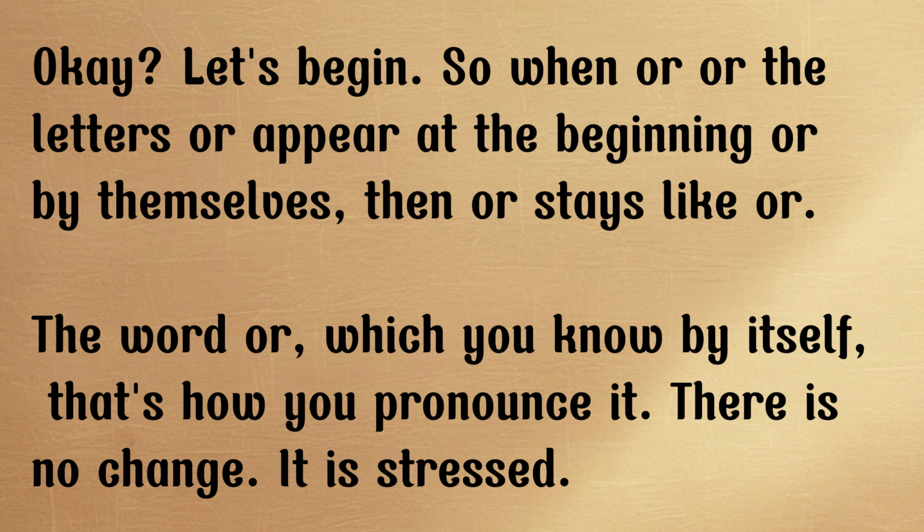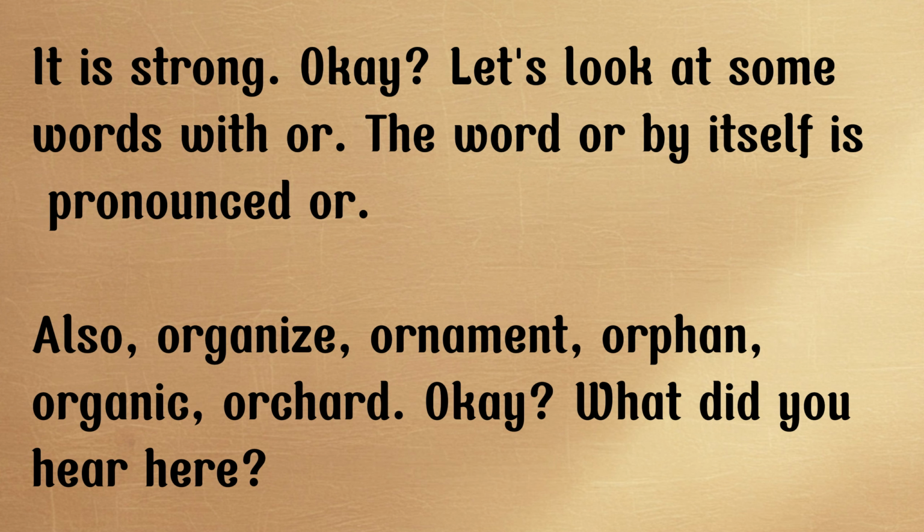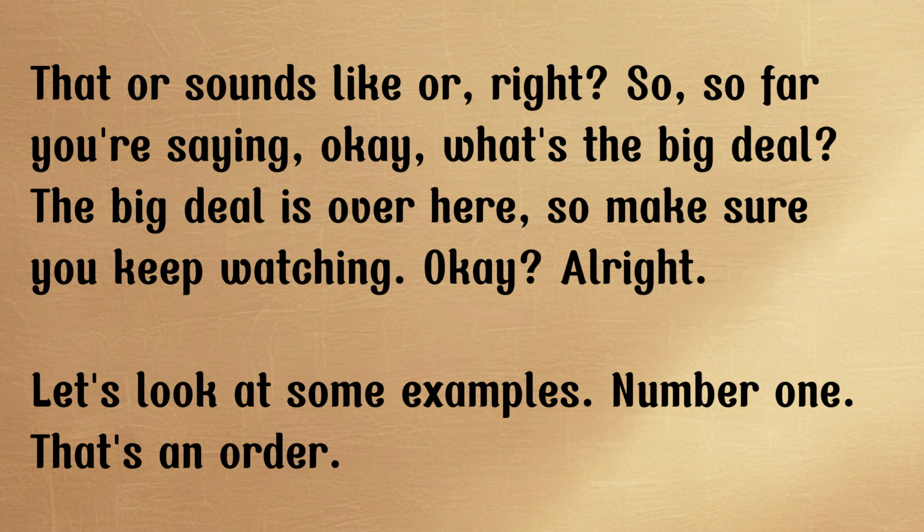Okay, let's begin. When the letters "or" appear at the beginning or by themselves, then "or" stays like "or", the word "or", which you know by itself. That's how you pronounce it. There is no change. It is stressed. It is strong. Okay, let's look at some words with "or". The word "or" by itself is pronounced "or". Also, organize, ornament, orphan, organic, orchard. Okay, what did you hear here? That "or" sounds like "or", right? So far you're saying, okay, what's the big deal? The big deal is over here, so make sure you keep watching. Okay? All right, let's look at some examples.